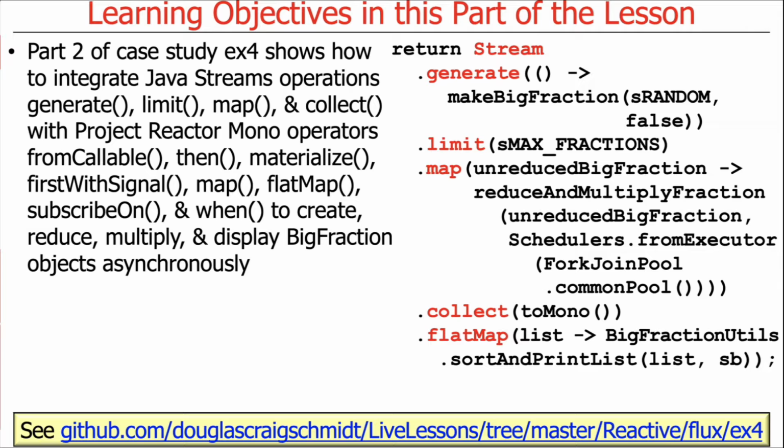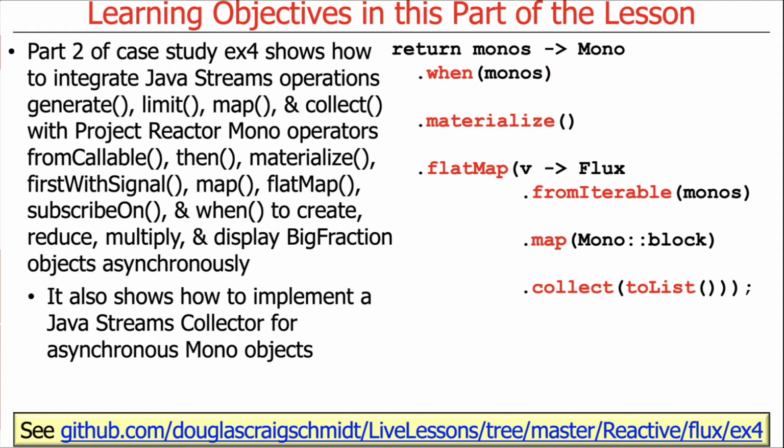What we're going to do is show how you can integrate Java streams operations like generate, limit, map, and collect with Project Reactor mono operators. And again, we're going to do this to create, reduce, multiply, and display big fraction objects asynchronously. This demonstrates how easy it is to interwork between the streams framework, which is built into Java, and Project Reactor, which is not built into Java, but works nicely with Java.